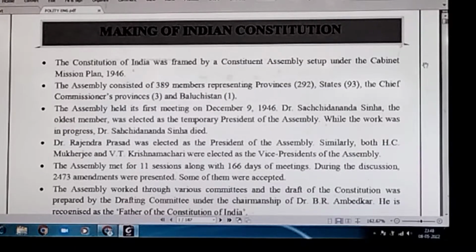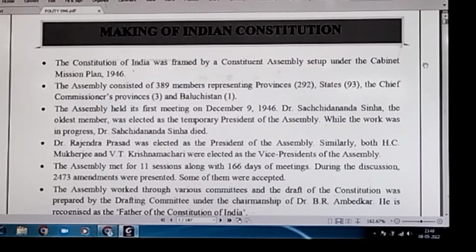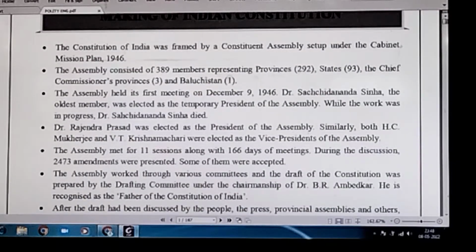On December 13, 1946, Jawaharlal Nehru moved the historic Objective Resolution in the Assembly. It laid down the fundamental philosophy of the constitutional structure. The Assembly met for 11 sessions along with 166 days of meeting. During the discussion, 2,473 amendments were presented. Some of them were accepted.